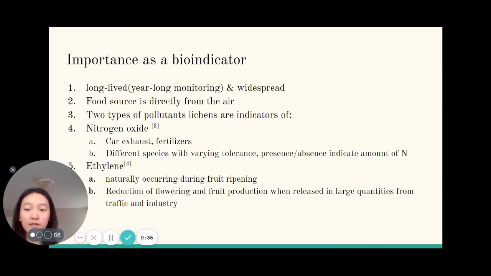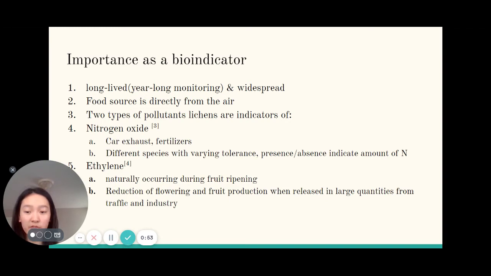And because they're a long-lived organism, meaning that you can monitor them year-long, and they're widespread across all continents, they are very important as a bioindicator. And moreover, they get their food source directly from the air, meaning that pollutants can accumulate very quickly.